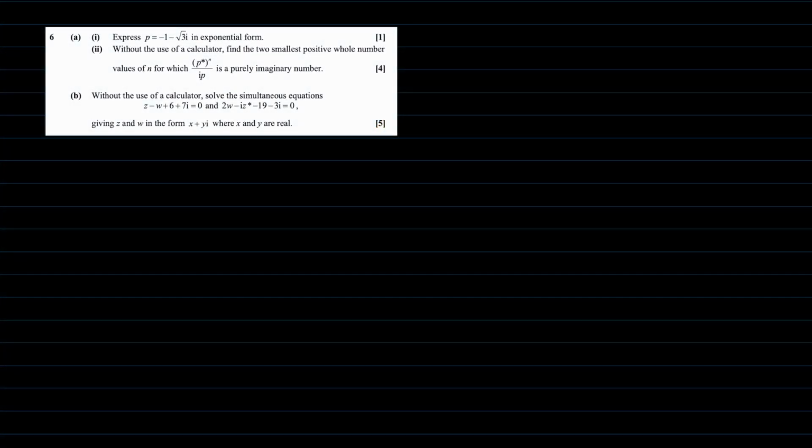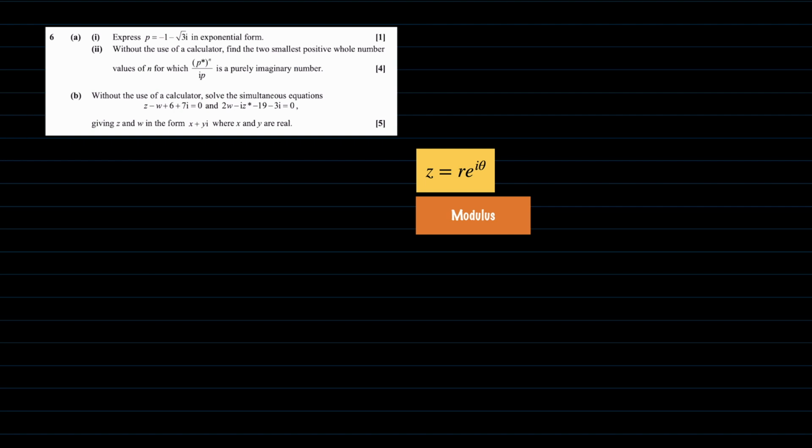The question wants us to express p in exponential form. Just a quick recap, you'll need two ingredients to express a complex number in the exponential form. The first ingredient will be the modulus. The modulus of p is the square root of (-1)² plus (-√3)², and this will give us a value of 2.